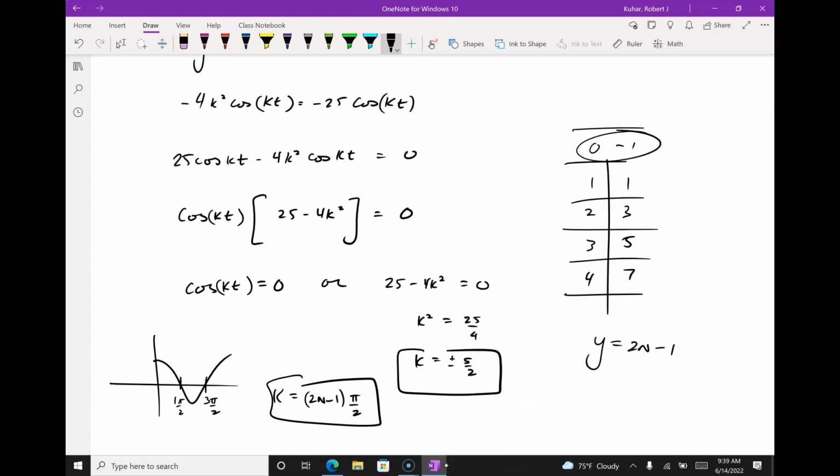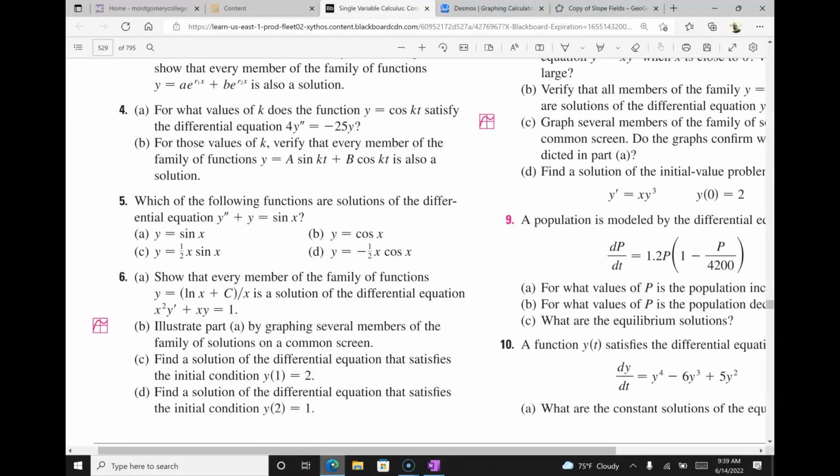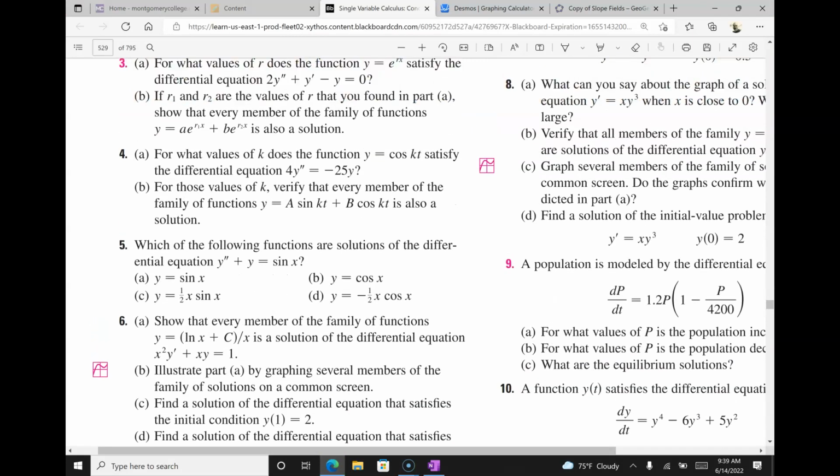The next thing in the problem is what's interesting. It says now that I know the restriction on k, I can use k as 5 over 2, negative 5 over 2, or any odd pi over 2, 7 pi over 2, etc. I don't know if I like this answer. I'm thinking. Give me a second though. But certainly the 5 over 2 and negative 5 over 2.